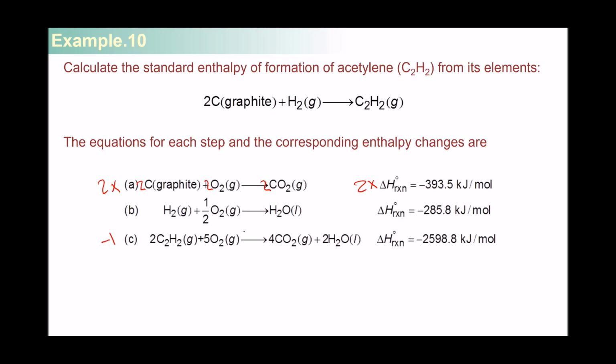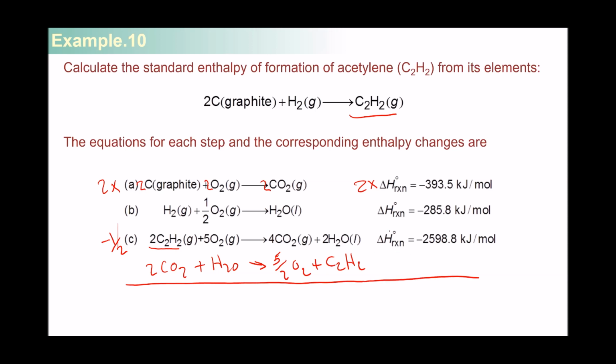to reverse it. And we also have to multiply it times 1/2 to make the number of moles of acetylene 1 instead of 2. So it's going to be multiplying times -1/2. When you multiply the third reaction times -1/2, it's going to give you 2 moles of carbon dioxide plus 1 mole of water. It's going to give you 5/2 of oxygen plus 1 mole of acetylene, which is what you want on the right-hand side.